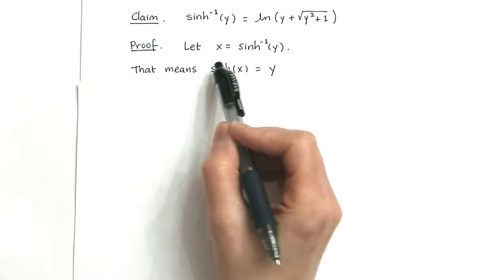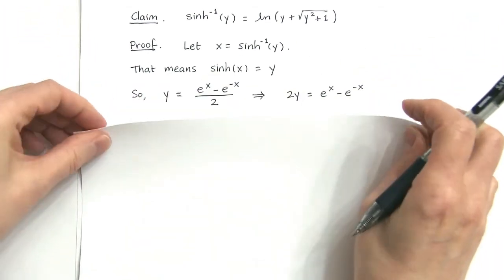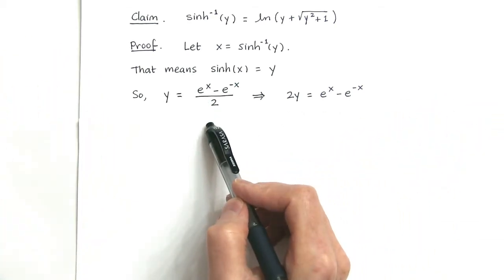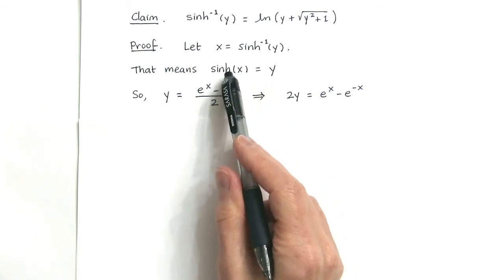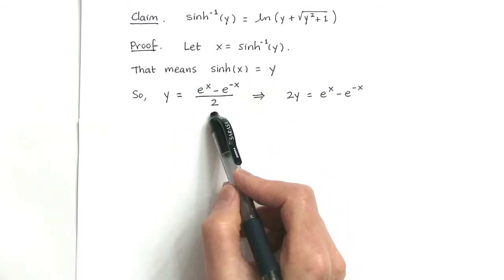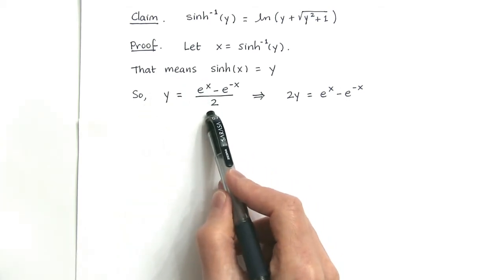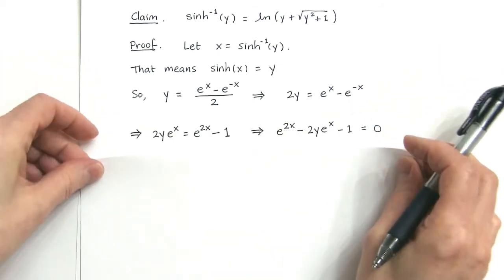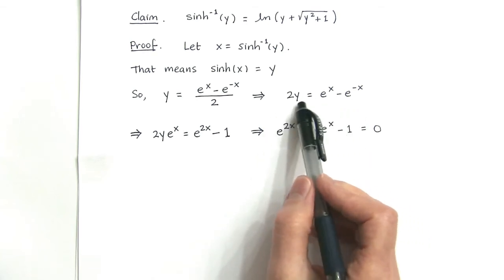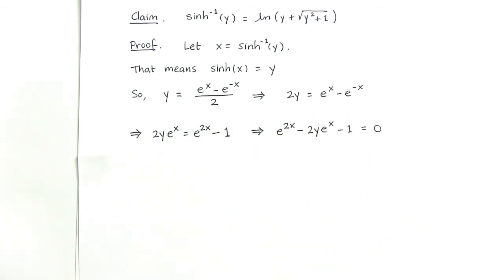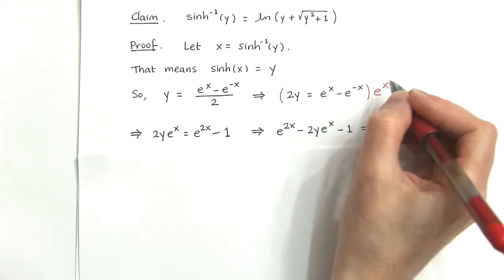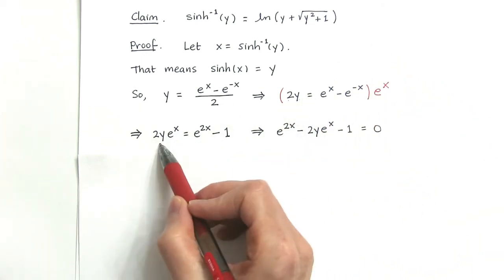But the hyperbolic sine of x is defined using the exponential function in this way. So y is the hyperbolic sine, which is e to the x minus e to the negative x over 2. Multiplying both sides here by 2, I get this expression. And now I'm going to multiply both sides of this expression by e to the x. And I recall the property of exponents to do this. So if I multiply both sides here by e to the x, this becomes 2y times e to the x.